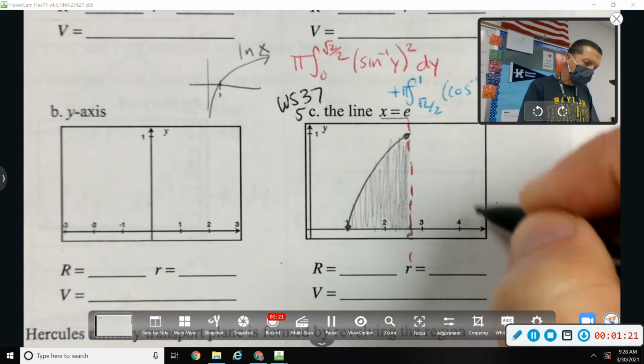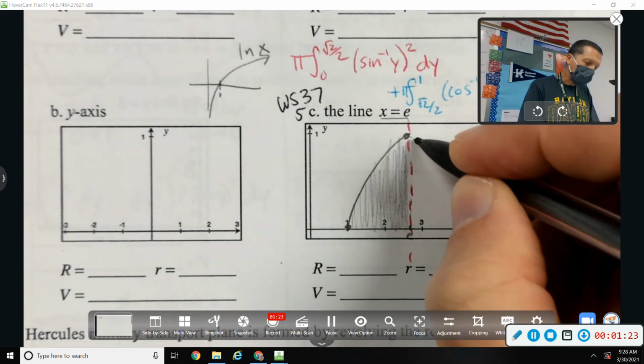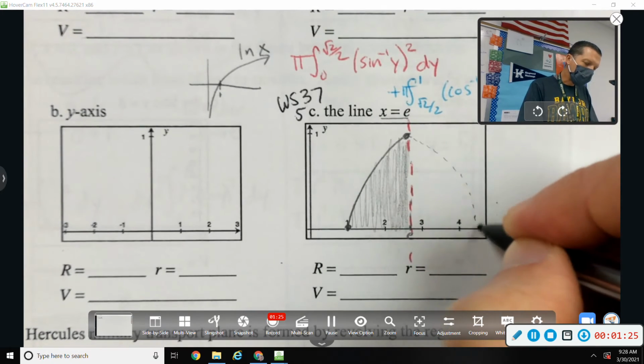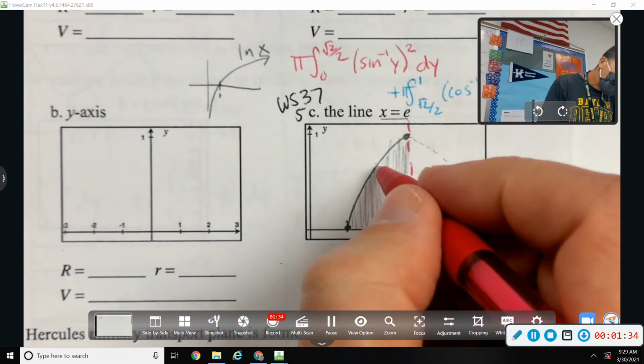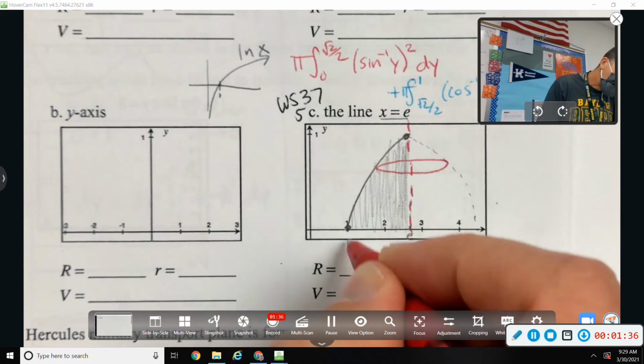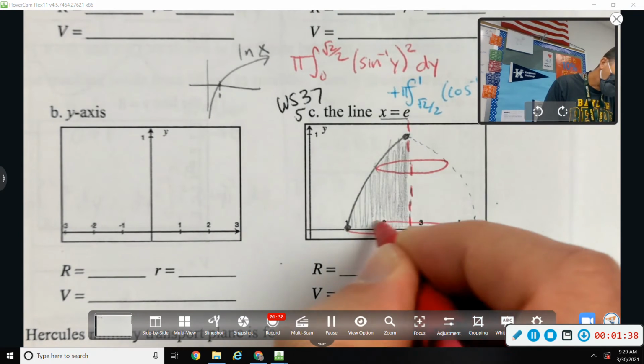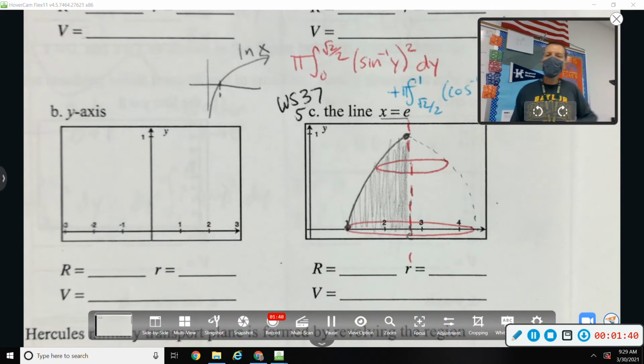Goodness, I have to really think about where this thing landed. So I'll just kind of draw it, because I don't really need to know where it lands, I don't think. I'm not quite sure how far out it goes, but I don't think I need to know how far out it goes.